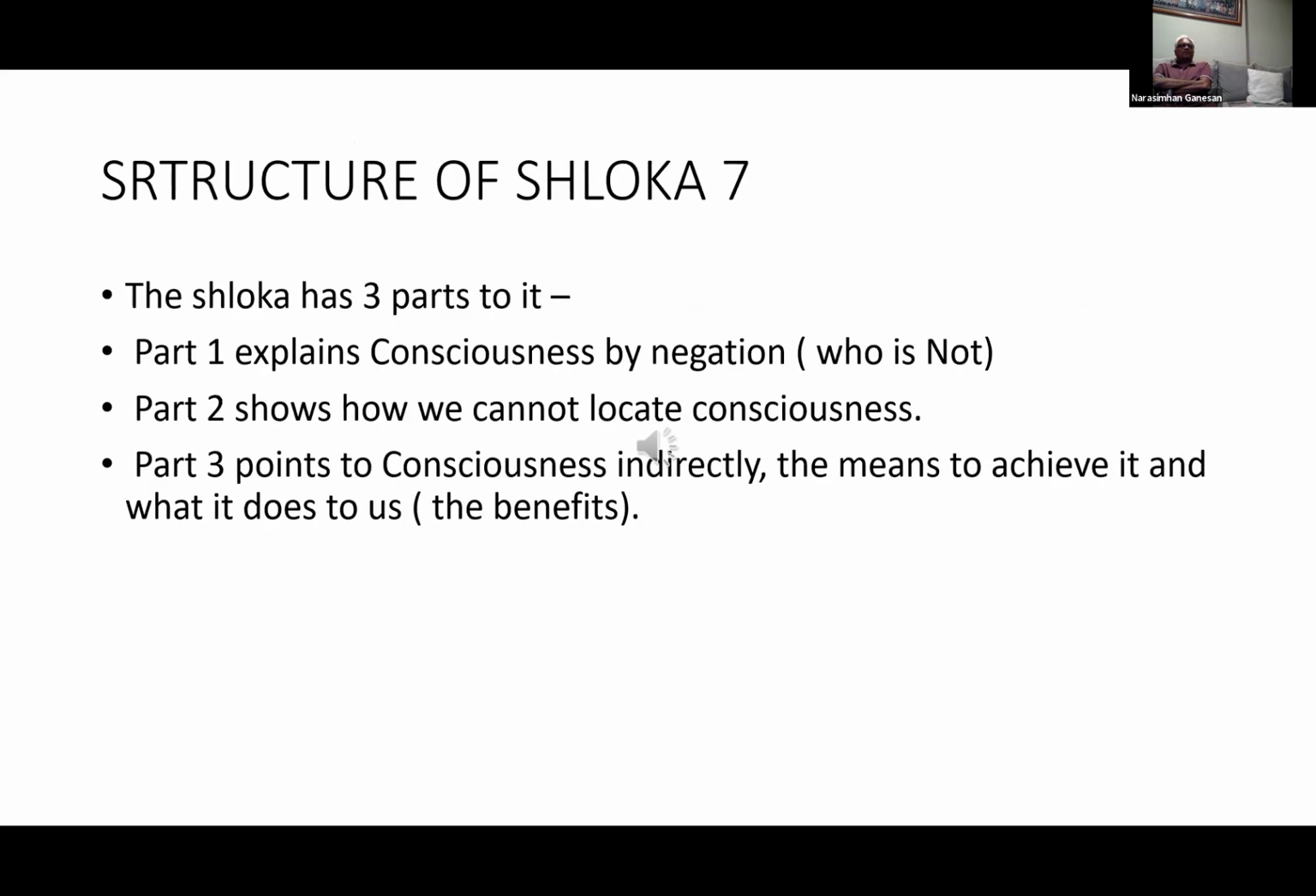The shloka has three parts. Part 1 explains who is not a conscious person. Part 2 shows how we cannot locate consciousness. And part 3 points to consciousness indirectly. It also gives a means to achieve it and what the benefits are.